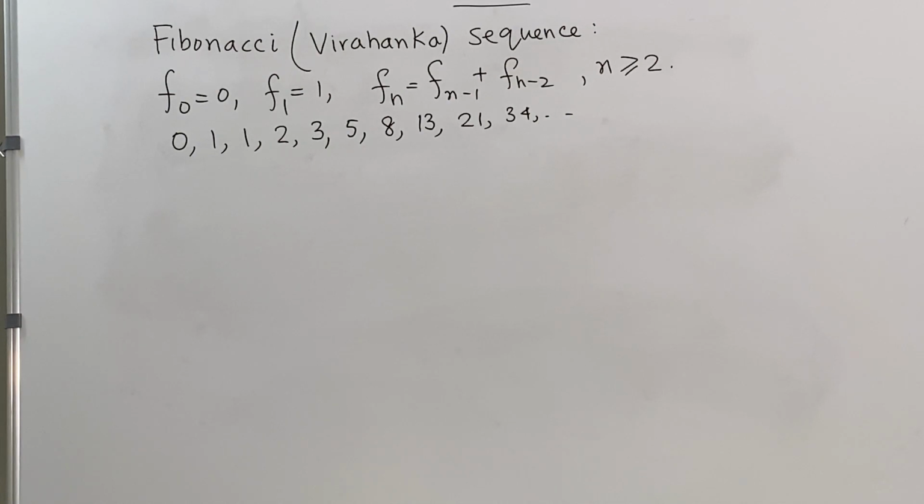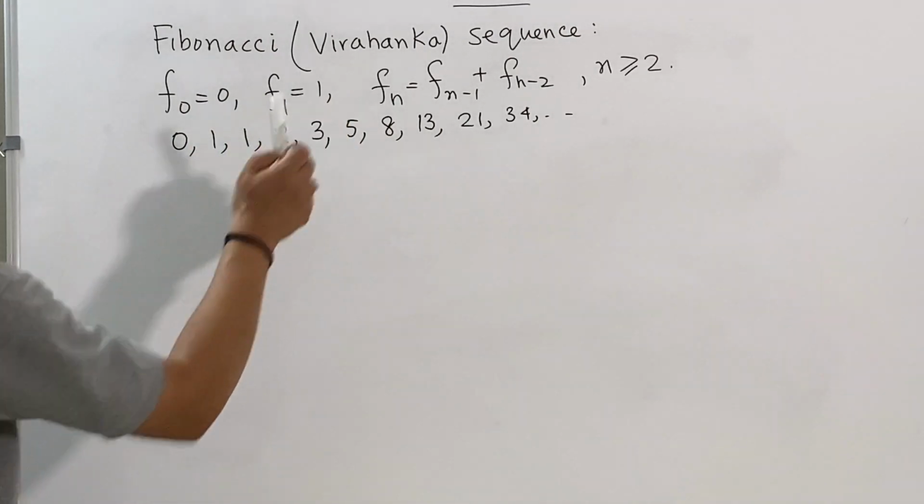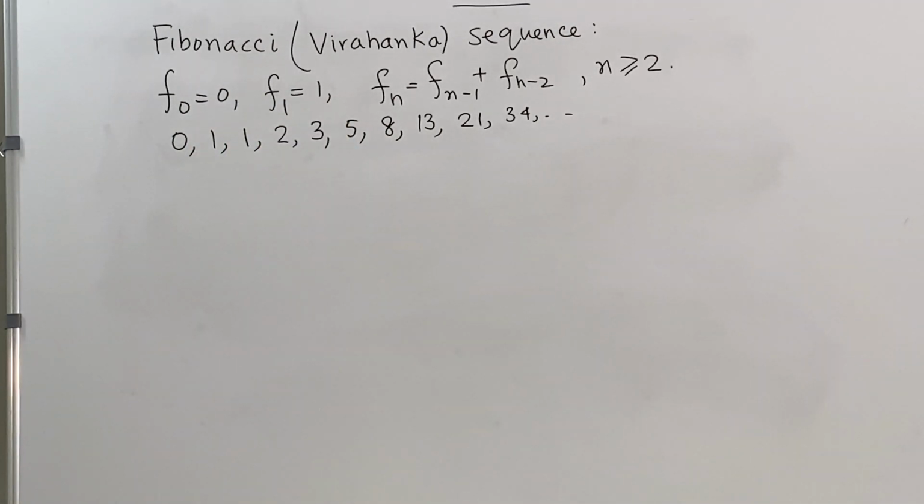It is known that the ancient Indian mathematician Virahanka also obtained this sequence, and he did that before Fibonacci, and therefore I have written it down as the Fibonacci-Virahanka sequence. Our aim is to obtain a general solution in closed form for the Fibonacci number sequence.